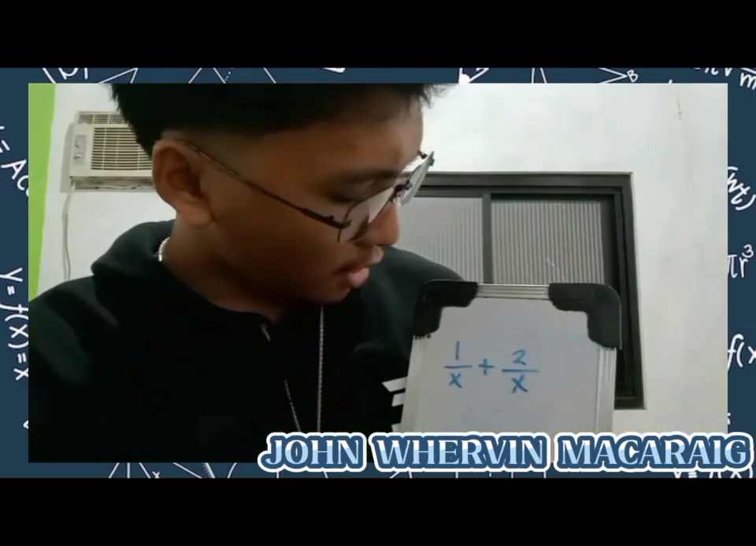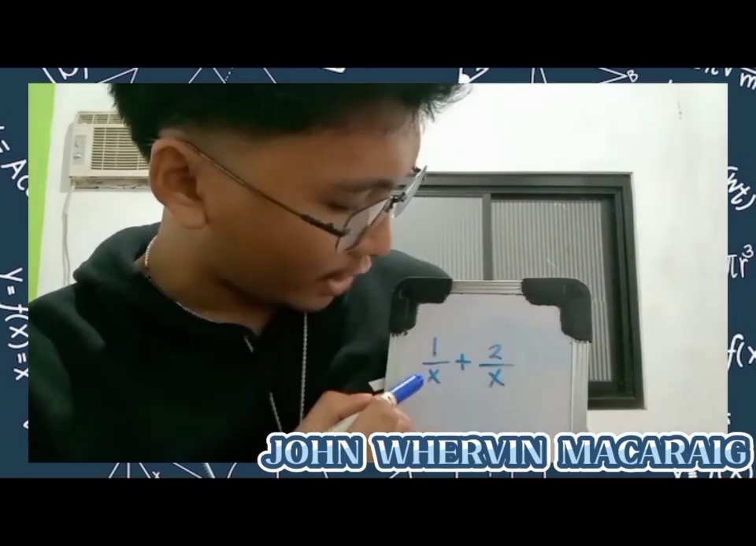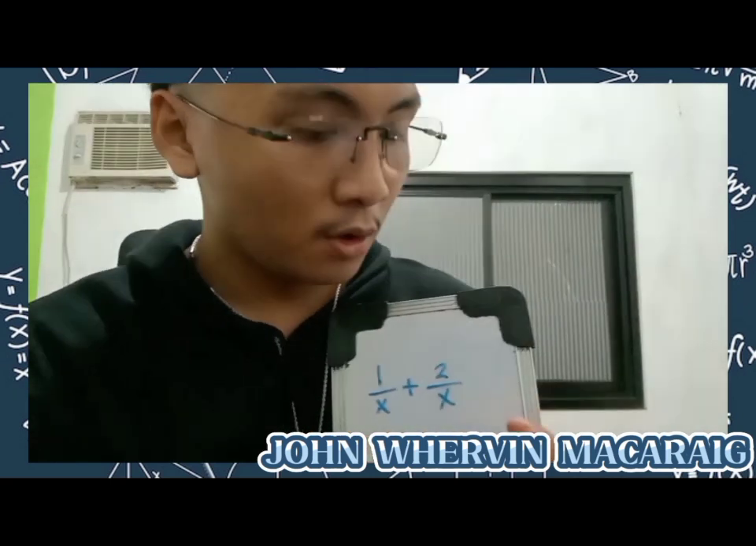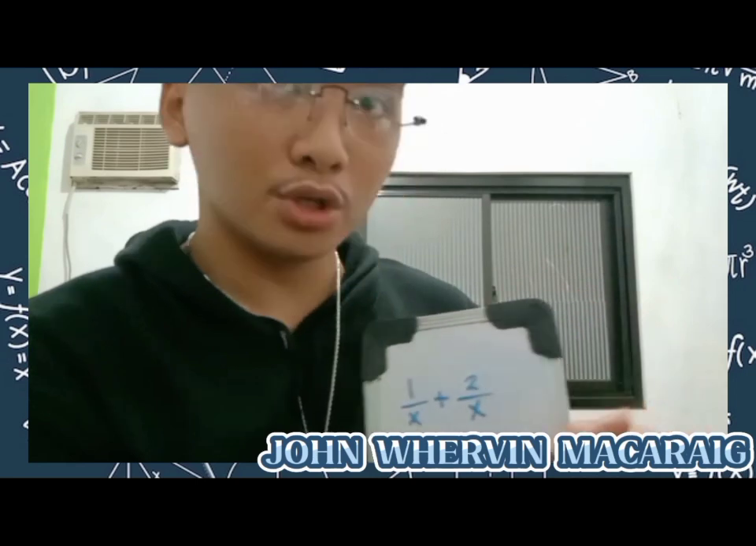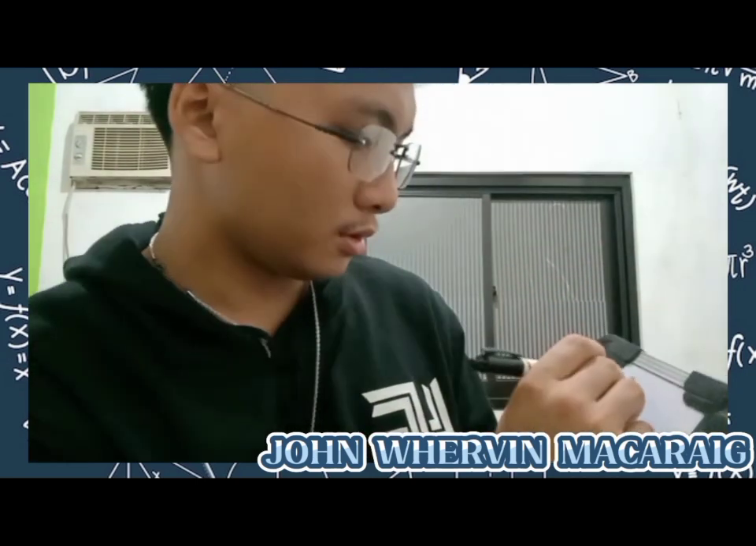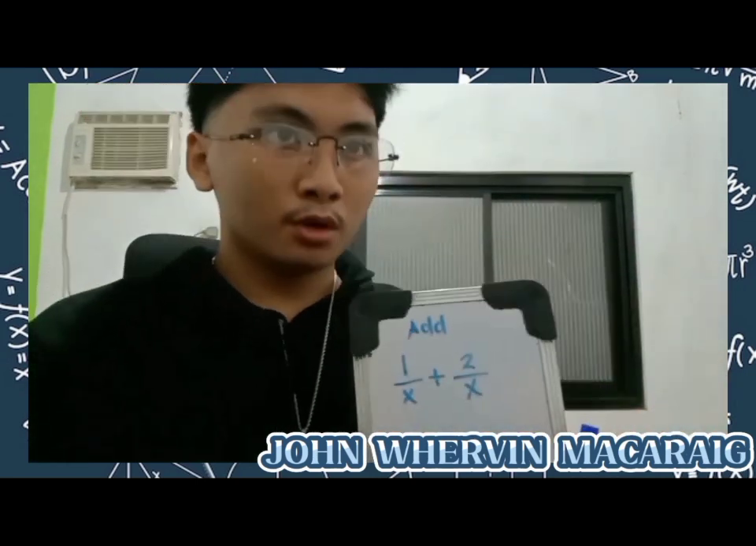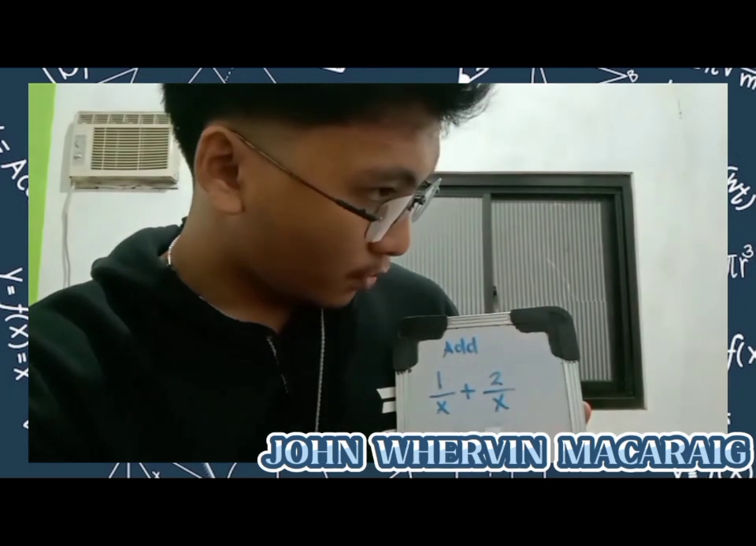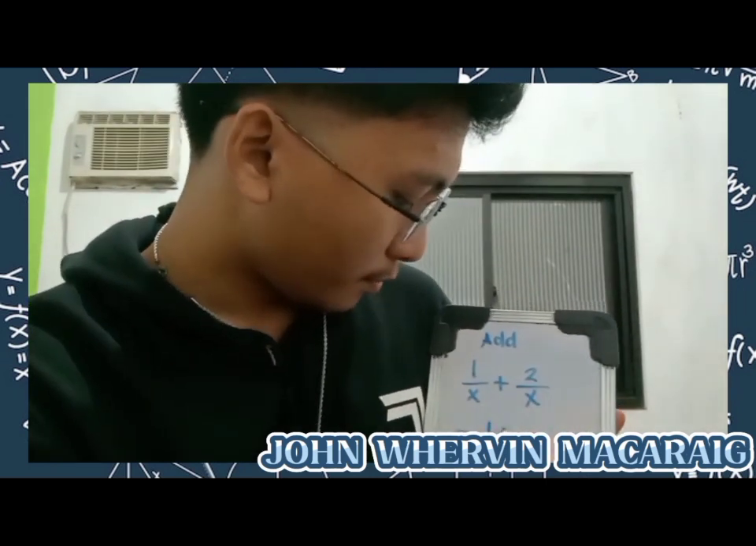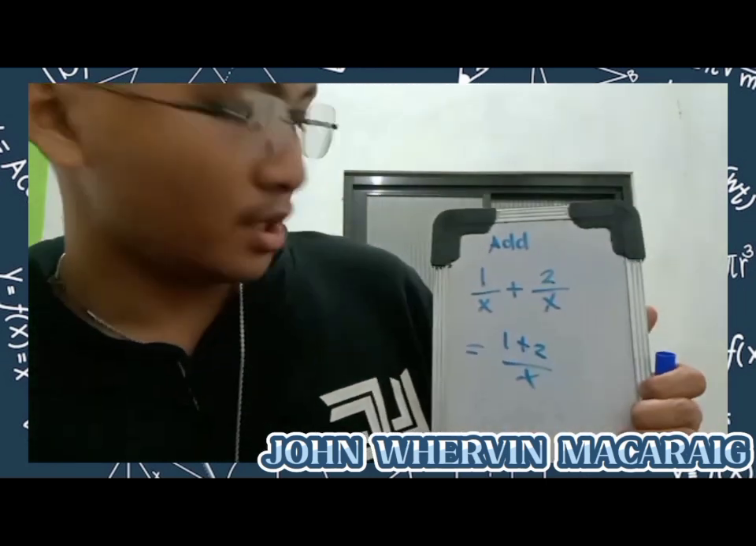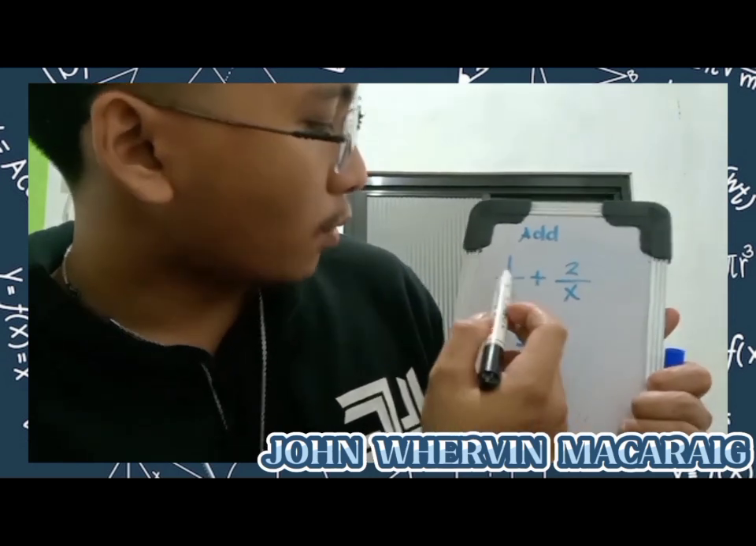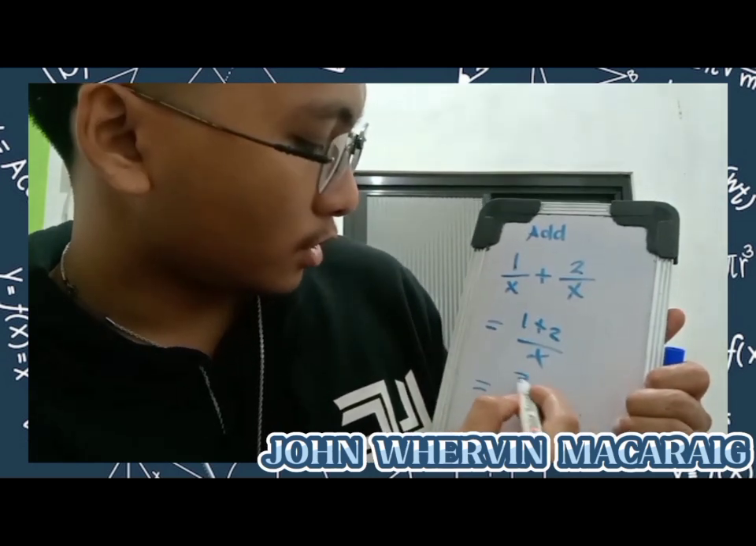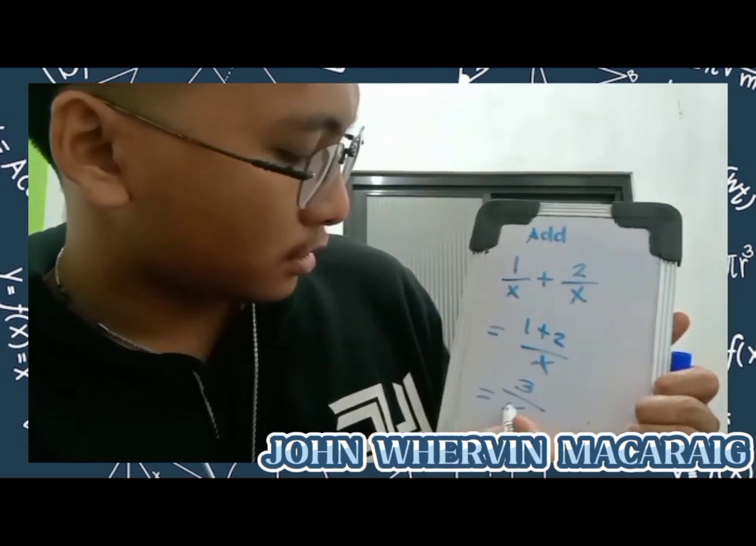So another given. 1 over x plus 2 over x. So how to simplify this? This is an addition. First, you must combine the two terms, like 1 plus 2 over x. Then after that, you must add 1 and 2. Then equals 3. Then bring down x. That's your final answer.